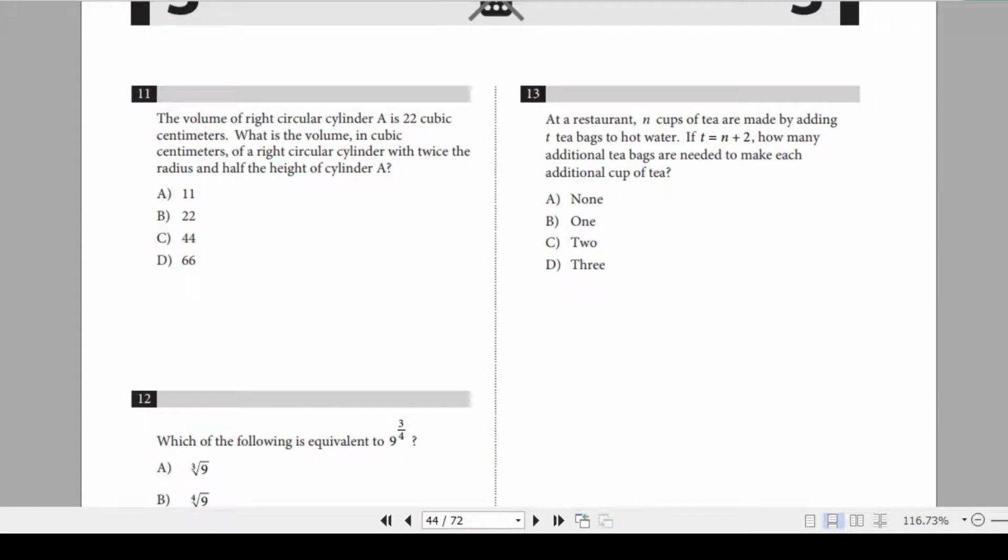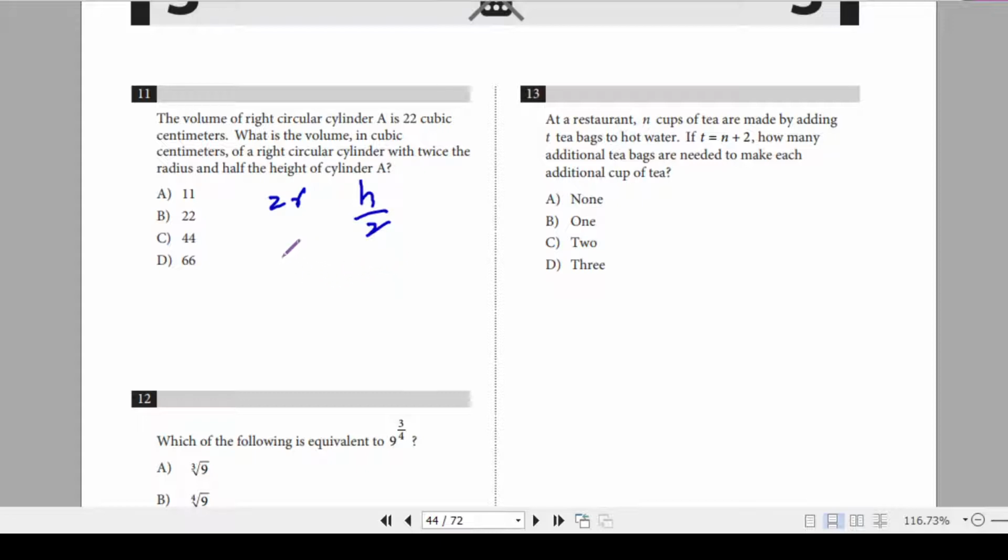Question number 11. The volume of right circular cylinder A is 22 cubic centimeters. What's the volume in cubic centimeters of a right circular cylinder with twice the radius and half the height of cylinder A? Twice the radius, half the height.